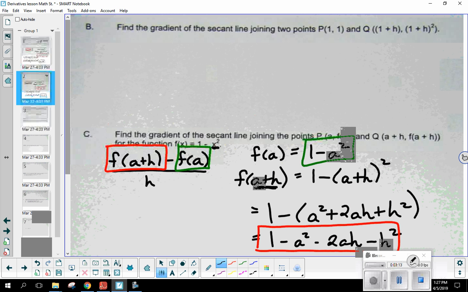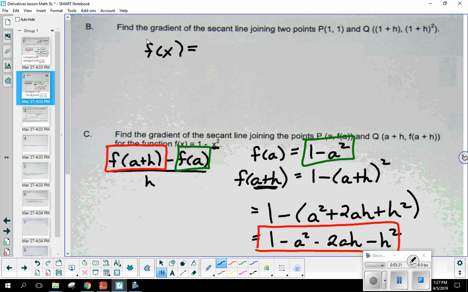So let's say I were to give you f of x is equal to, let's start with a linear function. Let's say 2x plus 5. And using the same set of instructions we have for the others, find the gradient of the secant line connecting 2 points for this function. So basically, I want to take this and apply it to the difference quotient.